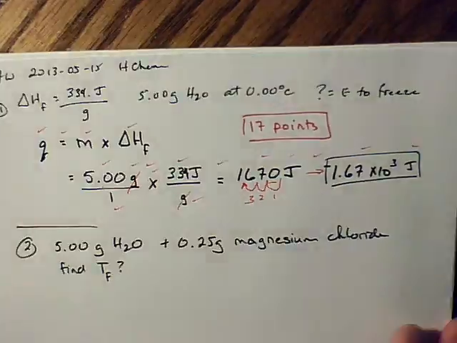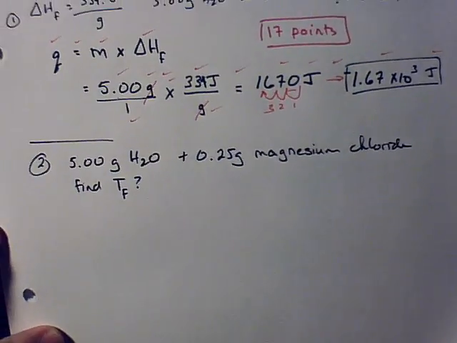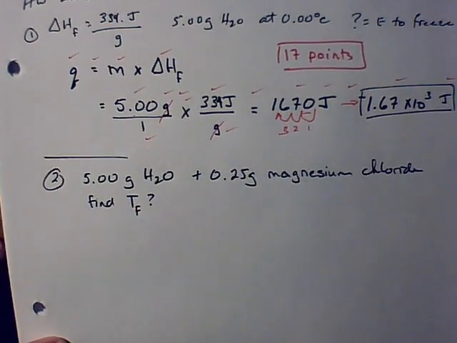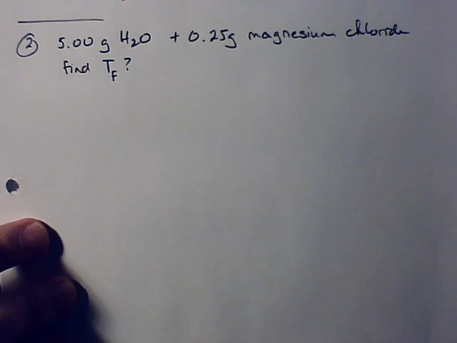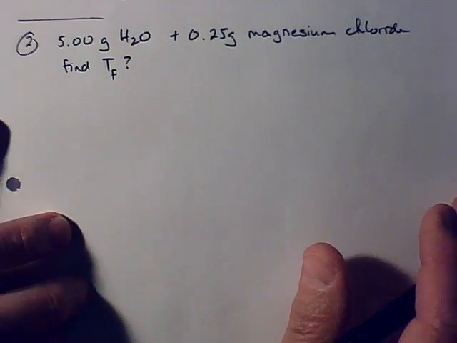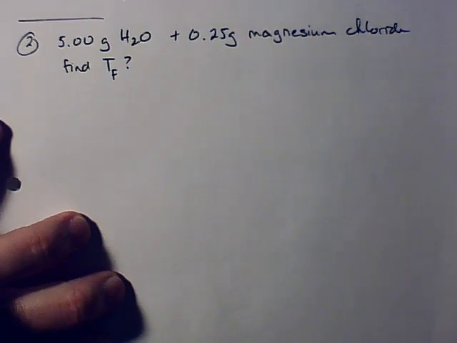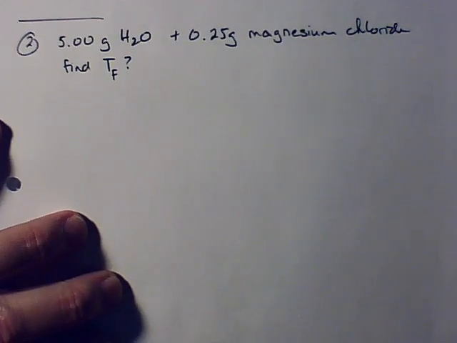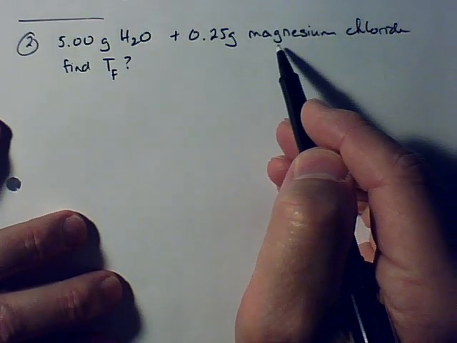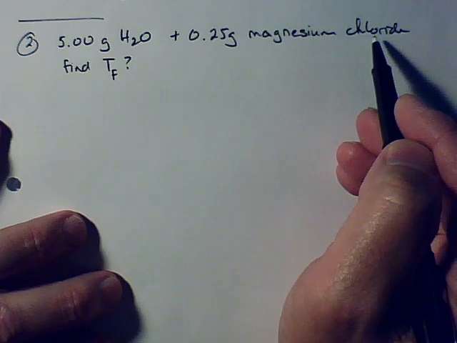Okay, so what we're doing here now is we're taking that same amount of water that we used in the previous problem, that's 5 grams of water, and we're going to add to that water 25 grams of magnesium chloride, and we want to find the temperature of freezing. Now, one of the first things we need to know is what is the formula for magnesium chloride.